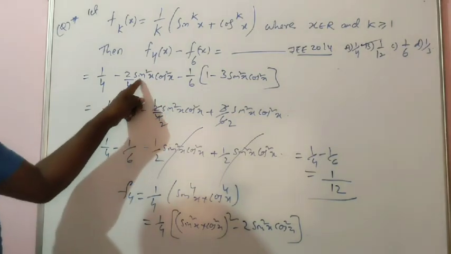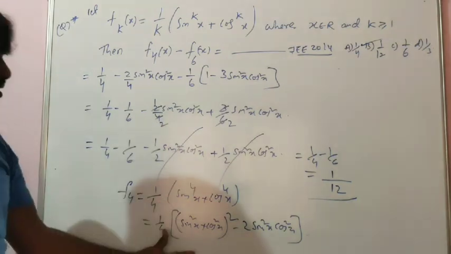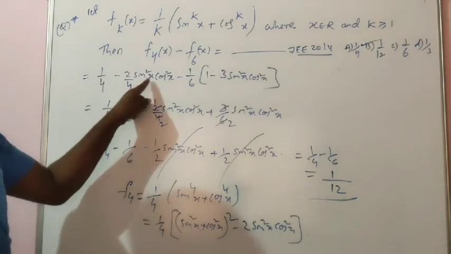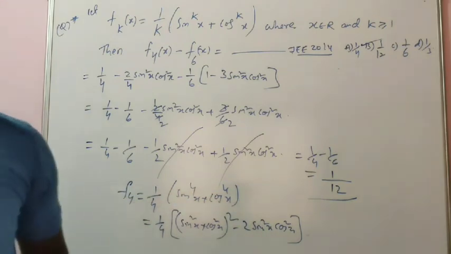You see, it is simple, make the correction, that is I have to multiply here. So that way you got 1 by 4 minus 1 by 2 sin square x, and this is cancelled out. So you got the answer 1 by 12. Hope you understand.